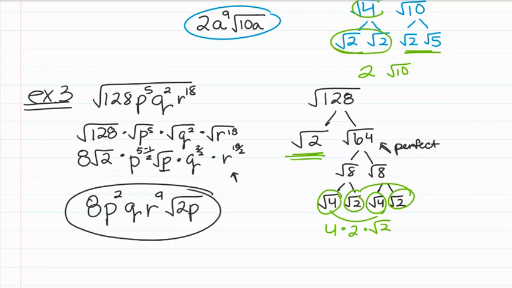When they get so big like this, also please make sure that you keep track and double check that you didn't miss anything. Okay, I got my 8, I got my p, q, r handled. I got the square root of 2, the square root of p, nothing left out, and that's it.